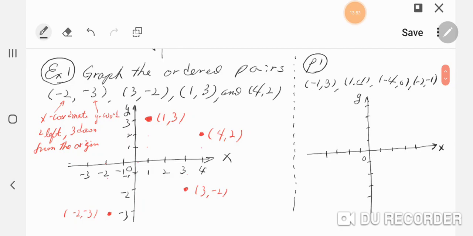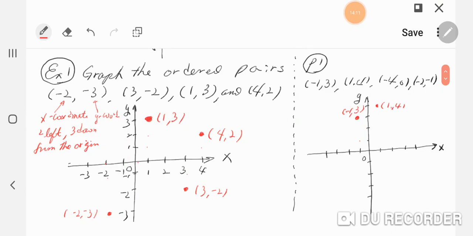Okay, so -1 and 3: -1 means move 1 to the left and 3 up. 1, 2, 3. So this is the point -1, 3. Okay, 1, 4 is 1 to the right and 4 units up. This one, right? 1, 4.